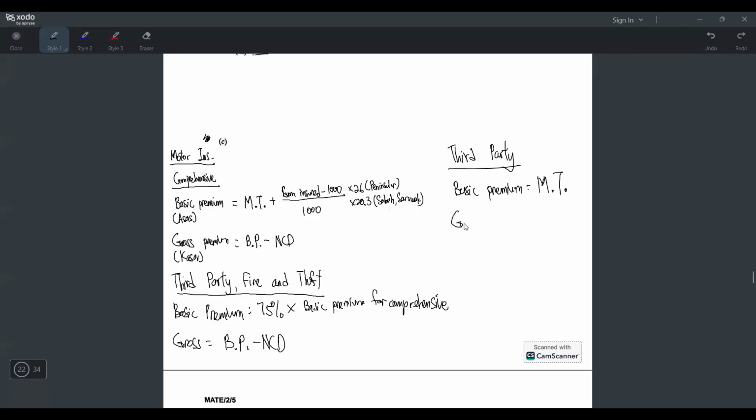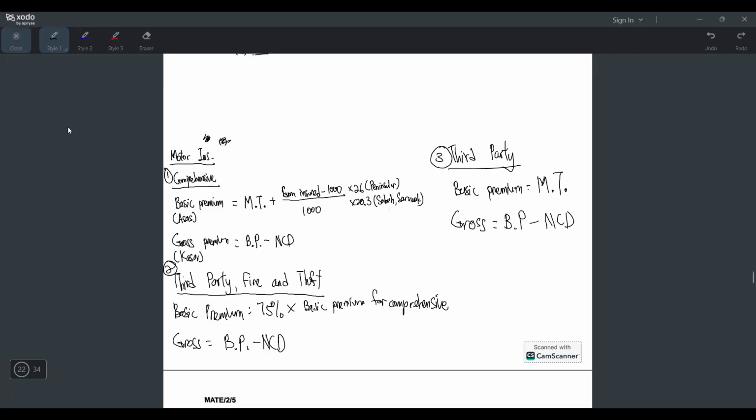And then for the gross, that's all. You just look at your motor tariff, and you directly get the answer for third party. And then for the gross, you just take the basic premium amount minus the NCD. So you can see the third party one is very simple. You just look from your motor tariff, then you straight away get your basic already. And then to get your gross, just minus NCD. So everything I write here, you have to know. You have to remember, or else you cannot do motor insurance. So number 1, number 2, number 3, all these formulas, you need to have in your head when you are doing your SPM.